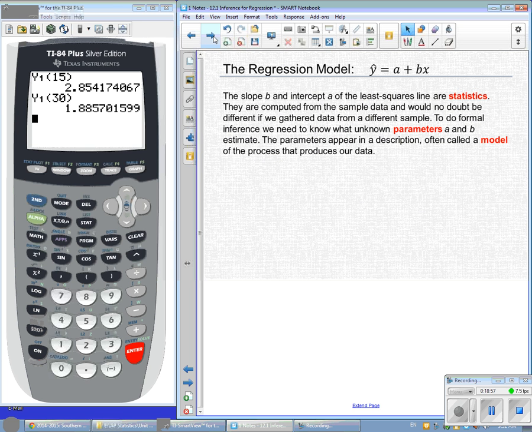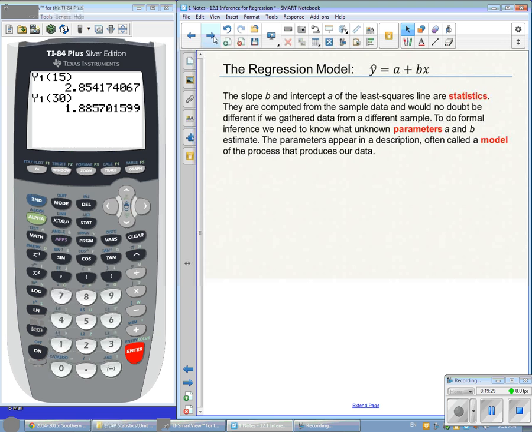You guys are familiar with our y hat is equal to a plus bx. So just remember, in all of these notes, b is referring to our slope. So don't get the a and the b confused. So the slope b and intercept a of a least squares regression line are considered statistics because we calculate the regression equation from data from a sample. And so if we were to take a different sample, obviously we'd get a different regression equation.